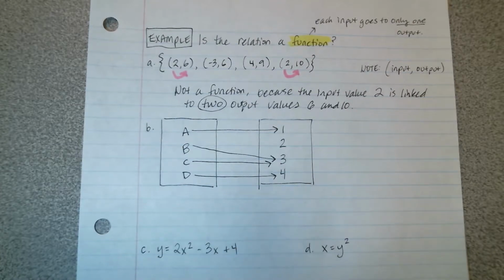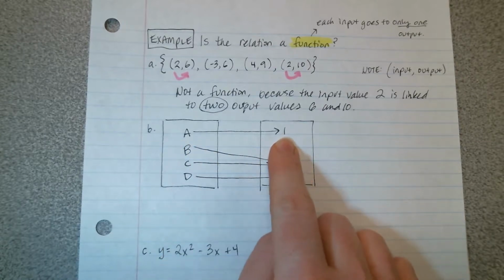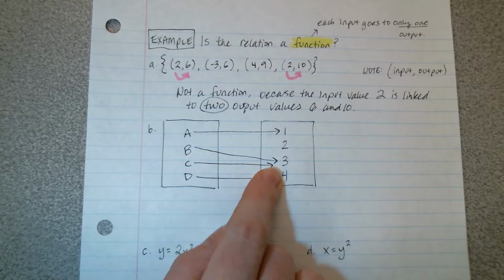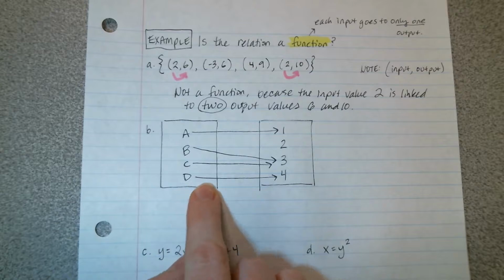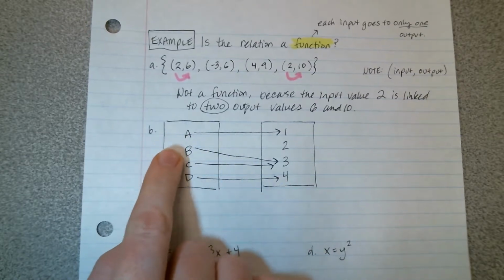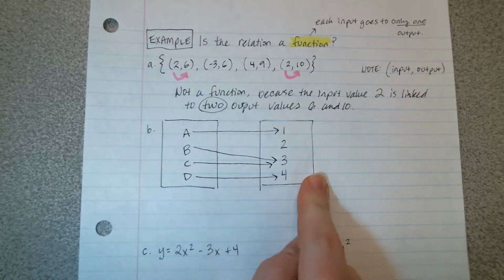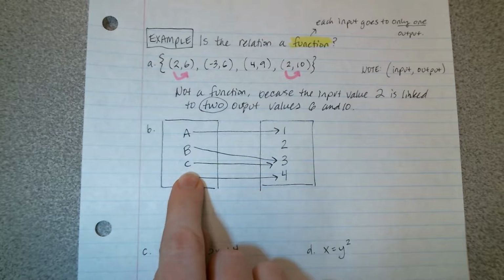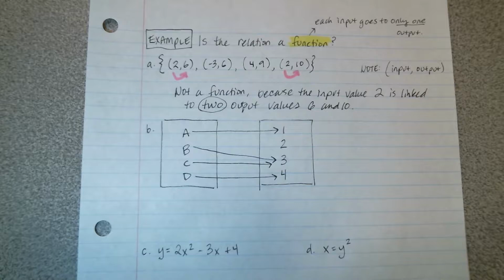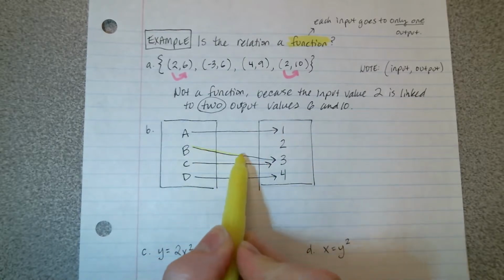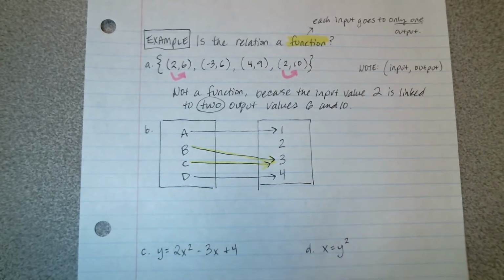All right. So in this example, we have A mapped to one value, which is good. B is mapped to one value, which is good. C is mapped to one value, and D is mapped to one value. So each of these letters here is associated with only one number. Now the question becomes, is it okay for B and C to both be linked to the same number? And the answer is yes. So this right here, B goes to 3 and C goes to 3, is a-okay.